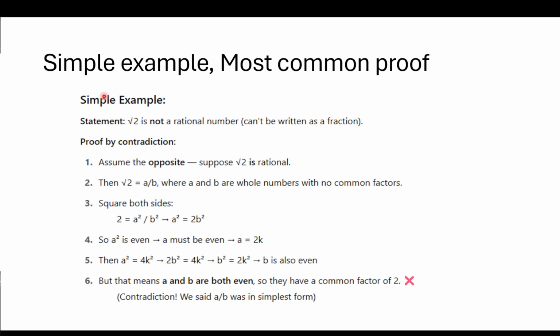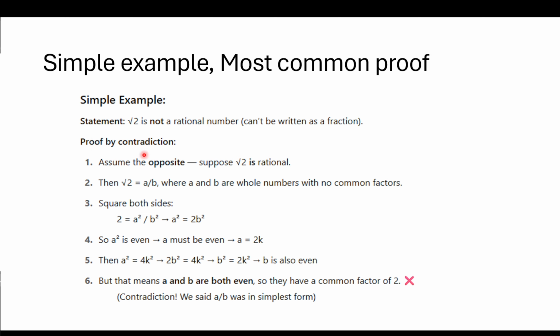So this is probably the simplest proof, it's the most well-known proof. It's saying prove root 2 is not a rational number. So what does rational number mean? A rational number means it can be written as a fraction, irrational means it can't be written as a fraction. Example of rational is 1 over 2, right? Example of irrational is pi.